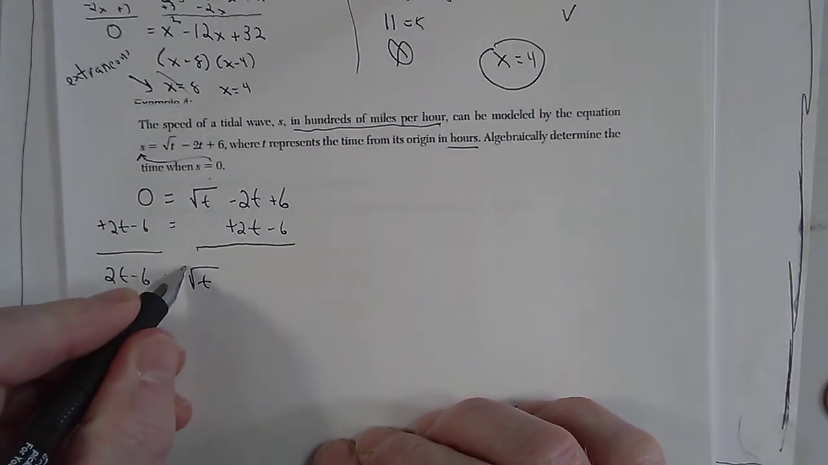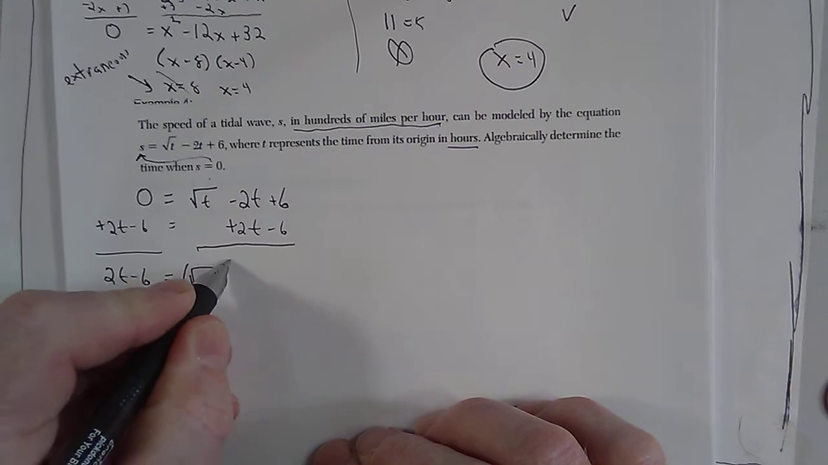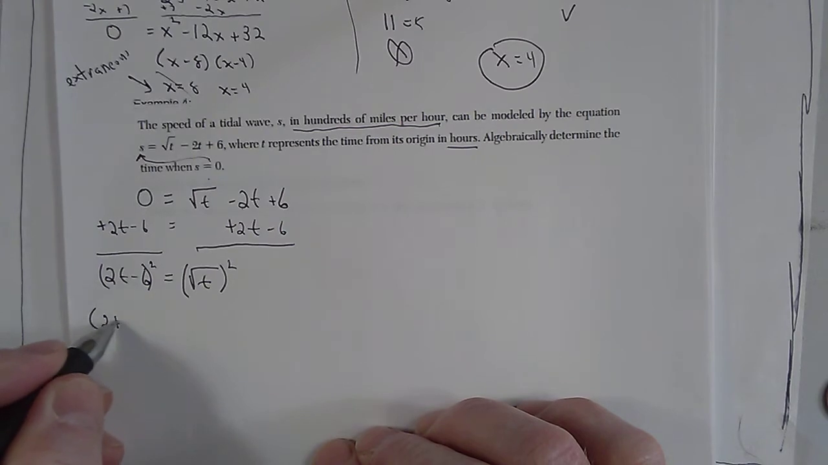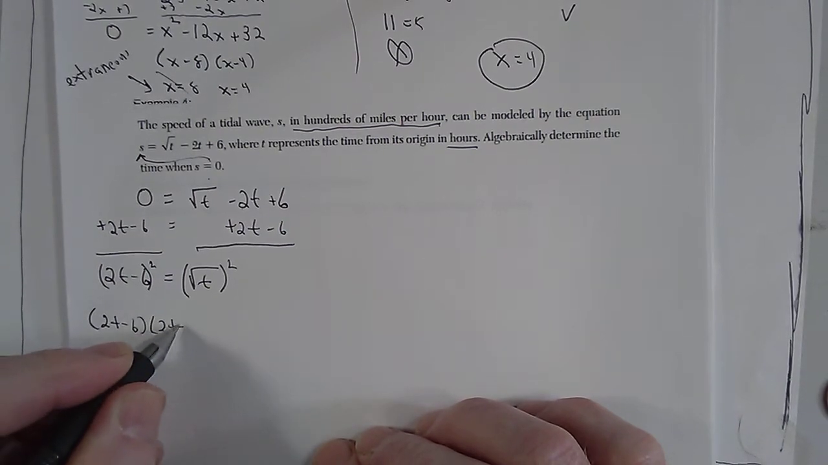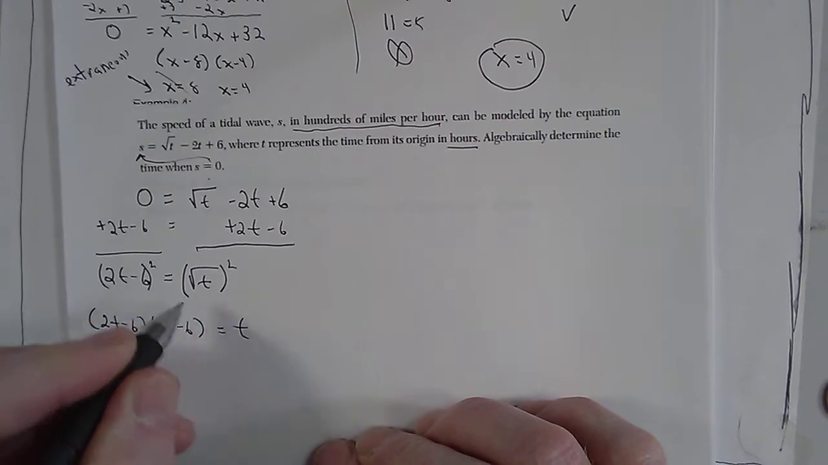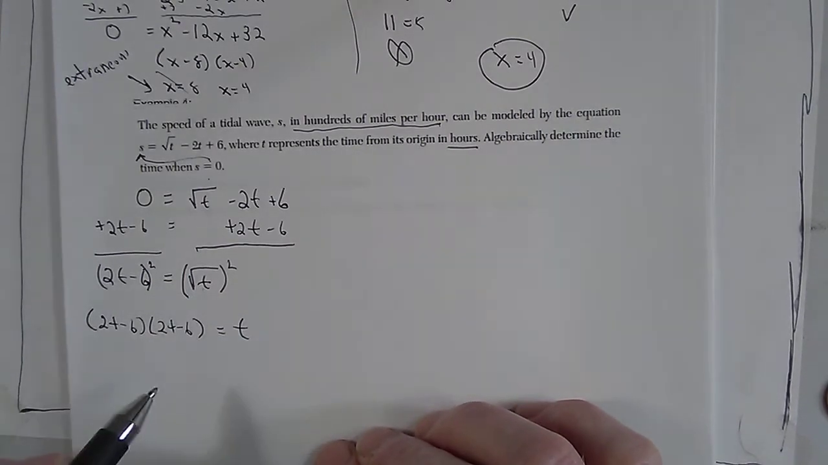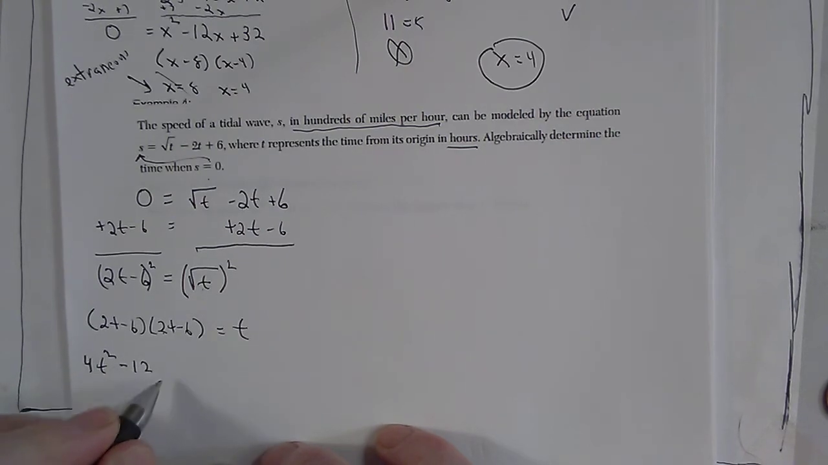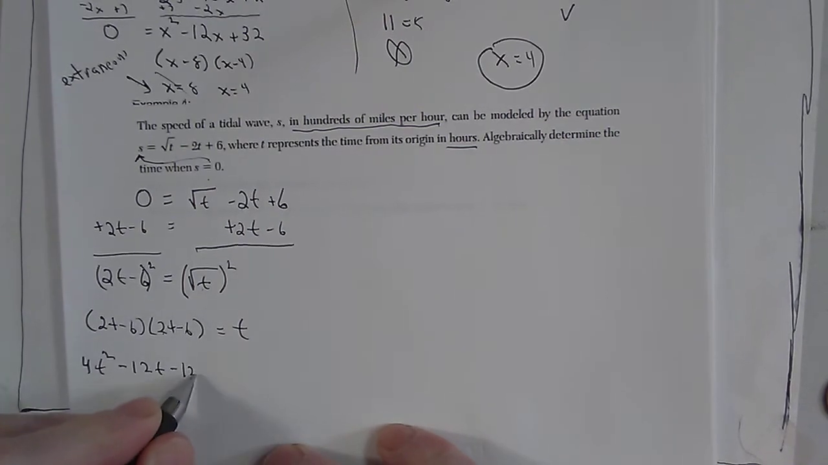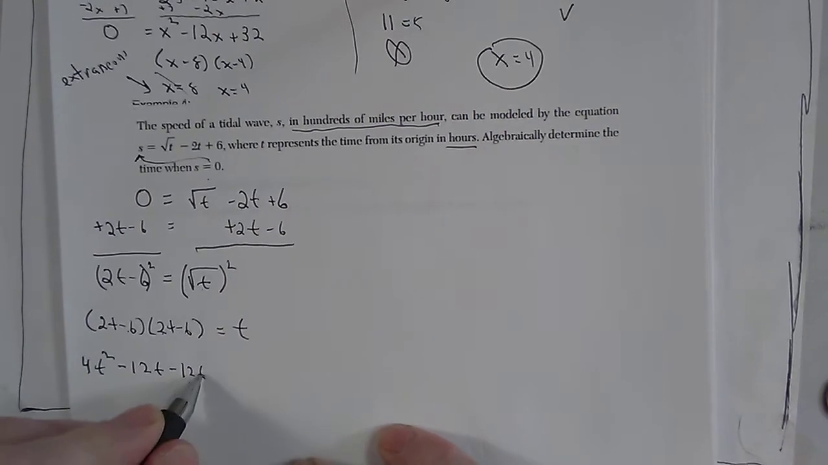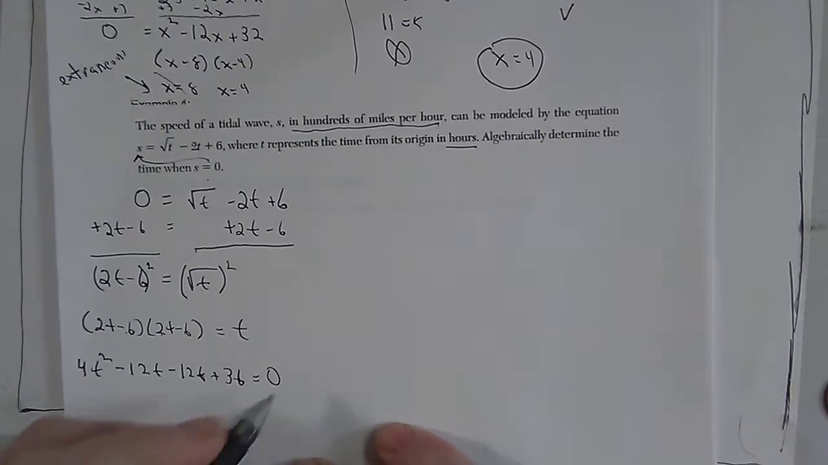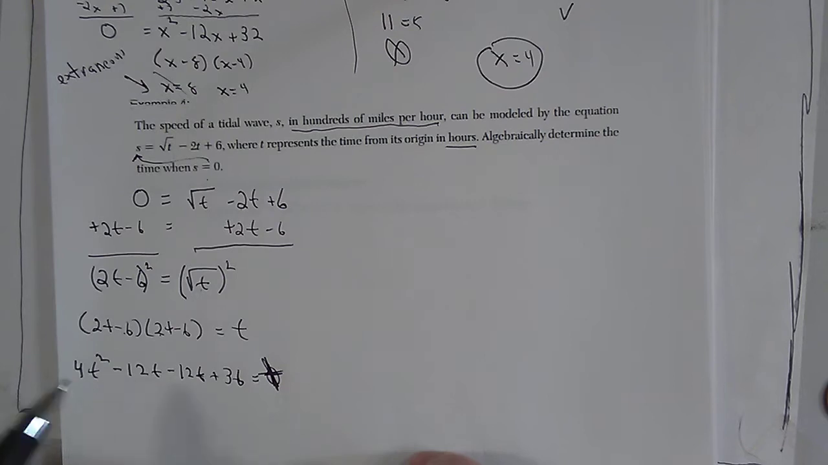Now to undo square root, you square. Whatever you do to one side, you do to the other. So when you square a binomial, you multiply it by itself. Square root squared gives you what's under the square root. Distribute: 2t times 2t, 2t times negative 6, negative 6 times 2t, negative times a negative is a positive, equals t. Okay, not 0, not yet.